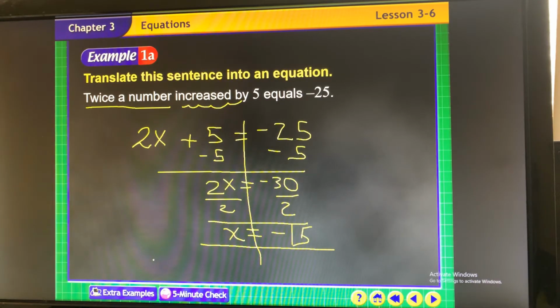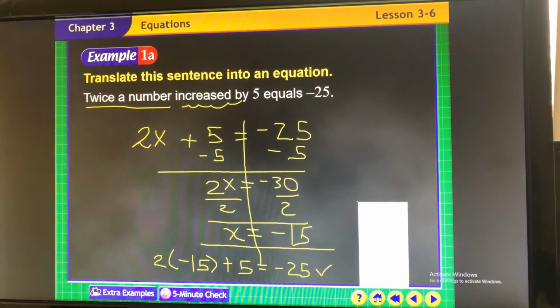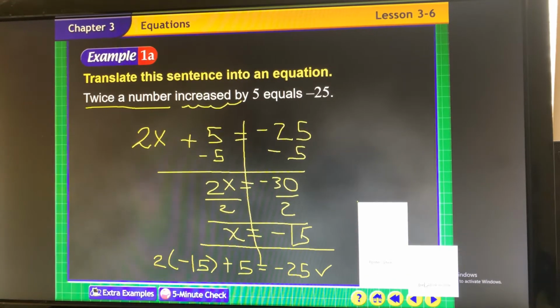And then you go ahead and check it. 2 times whatever you got for x, plus 5. 2 times negative 15 is negative 30, plus 5 equals negative 25. Checks. Got what you started with. So it's pretty simple. Basically, it's just translating. That's all.